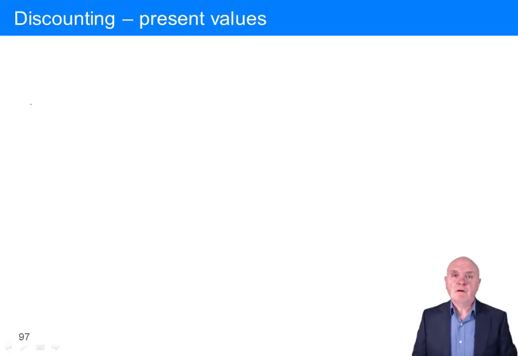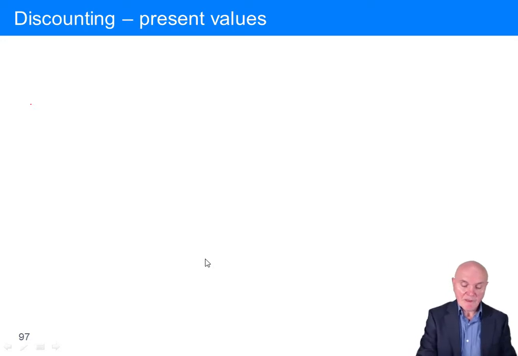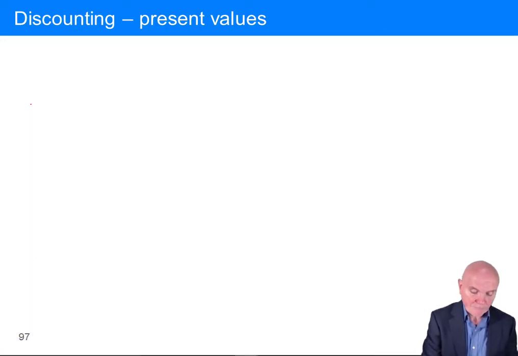The second part of this chapter deals with what's known as discounting and net present values. Now, the concept behind discounting and present values or net present values is something which is called time value of money.